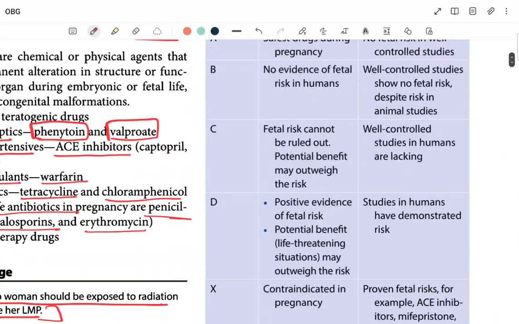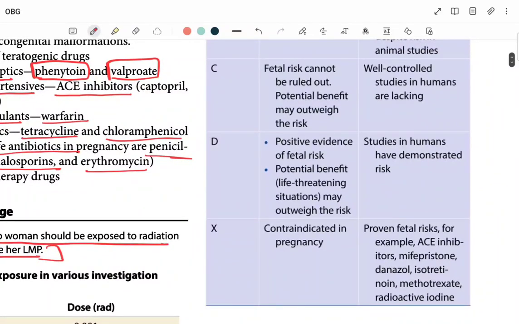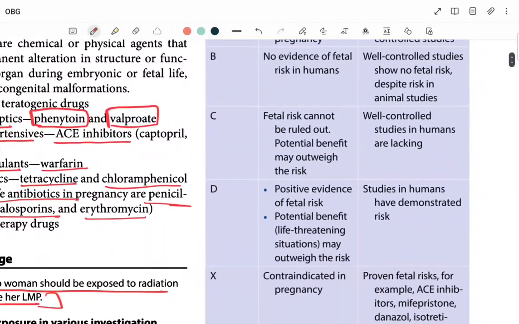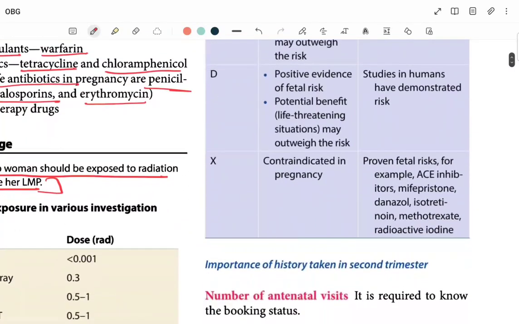The remark is that well-controlled studies in humans are lacking. Category D, positive evidence of fetal risk; potential benefit in life-threatening situations may outweigh the risk. The remark is that studies in humans have demonstrated the risk. And category X is contraindicated in pregnancy because of the potential fetal risk. For example, ACE inhibitors, mifepristone, danazol, isotretinoin, methotrexate, radioactive iodine.